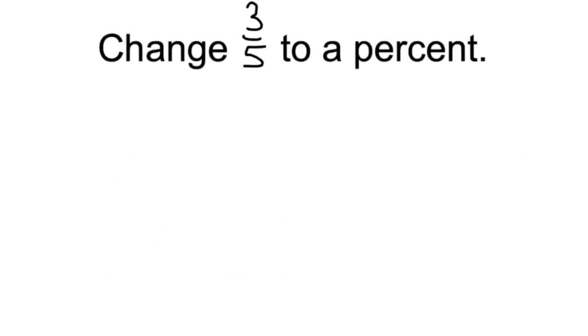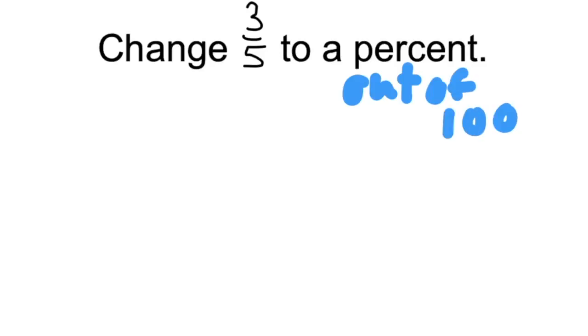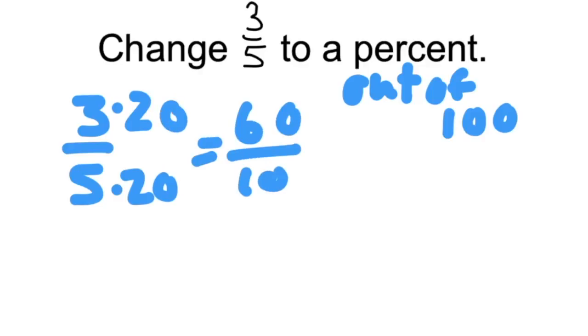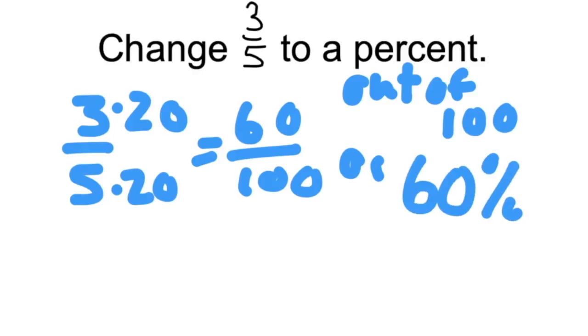Alright, so now let's change the fraction 3/5 to a percent. Now remember, percent means out of 100. So take 3/5 and let's see if we can make an equivalent fraction where the denominator is 100. So multiply numerator and denominator by the same number, we get 60 out of 100, which is the same as 60%.